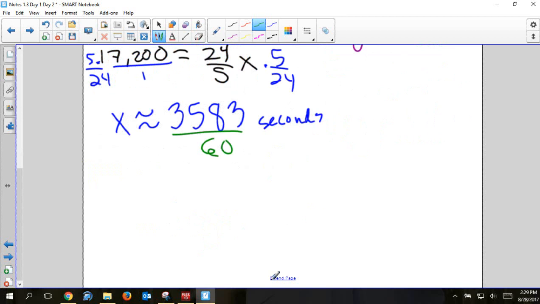Where are we at now? Approximately what? 59.7 minutes? That's probably a time you understand, approximately an hour. That's how long you have to evacuate. I don't think you're going to make it.